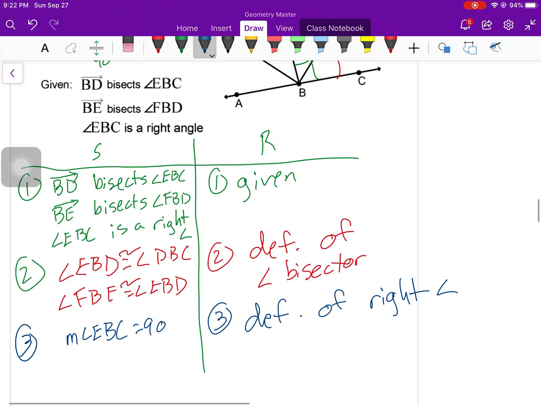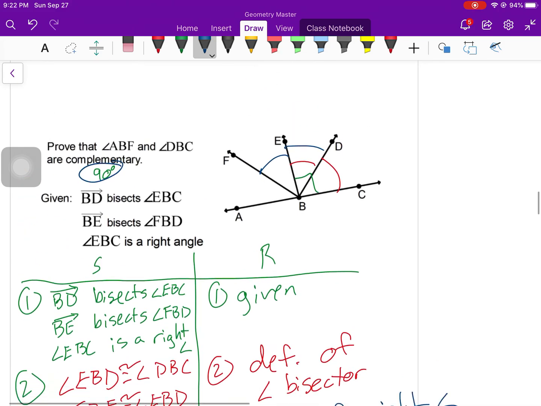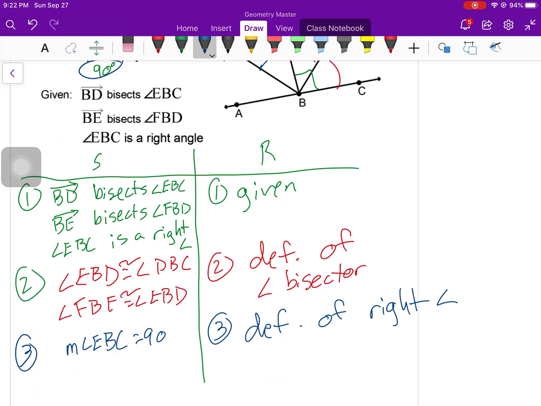The reason why I need to do that is because I need to find an angle degree. So I need to be able to use degrees at some point. If that's given to me, it's probably going to be important.